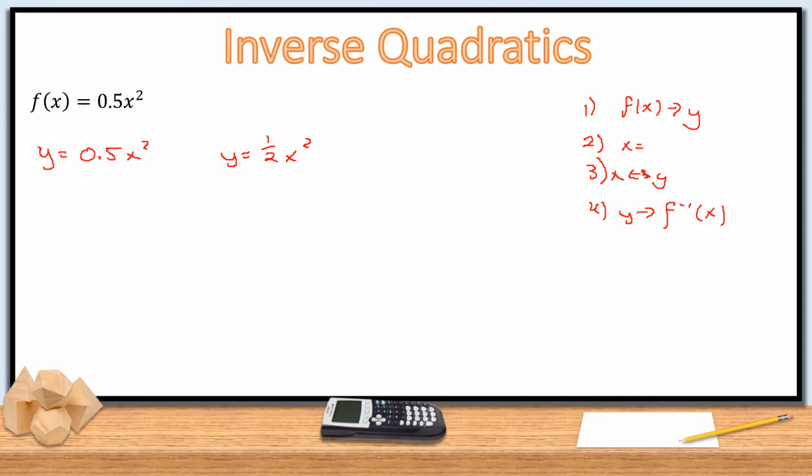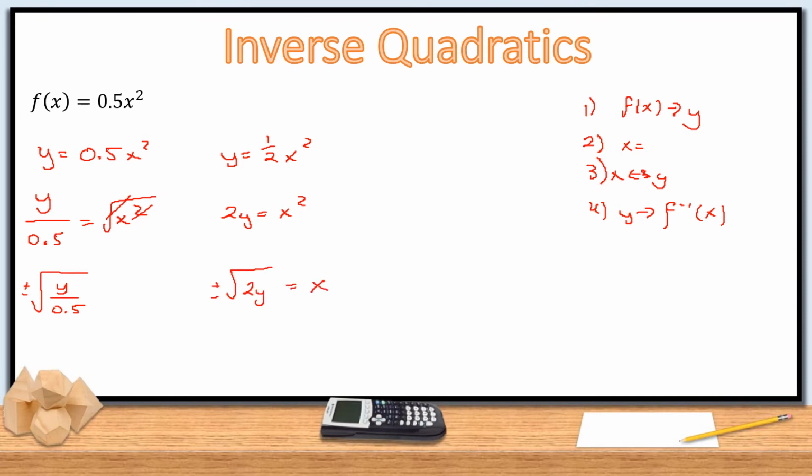So then we need to get x on its own, so we do y over 0.5 is equal to x squared, or in this case it would be 2y is equal to x squared. They're the exact same things. Y divided by a half is still going to be 2y. Now to get x on its own, you're undoing x squared, so that means we are square rooting both sides. Those are the inverse functions. So we would get the square root of y over 0.5. Now technically there's a plus or minus out here as well. And then on the other side it would be plus minus square root of 2y is x.